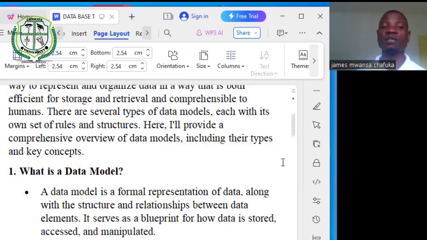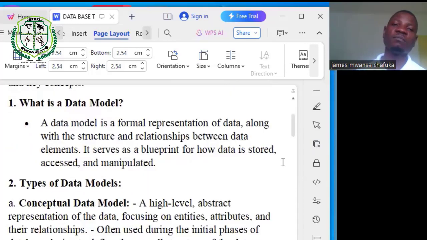So again, what is a data model? A data model is a formal representation of data along with the structure and relationship between data elements. It serves as a blueprint for how data is stored, accessed, and manipulated. So the way data is accessed and manipulated is as a result of the data model.